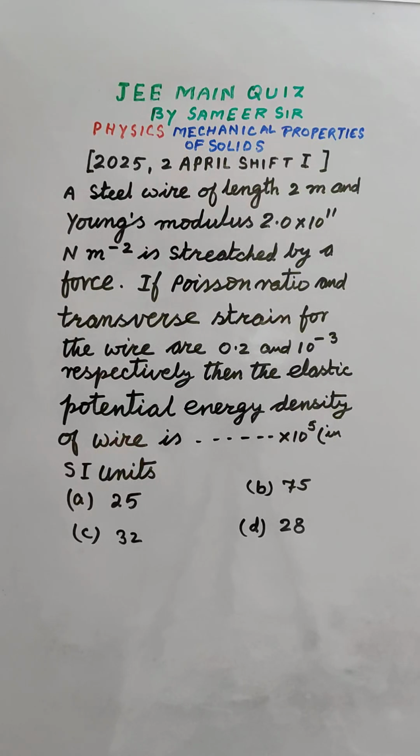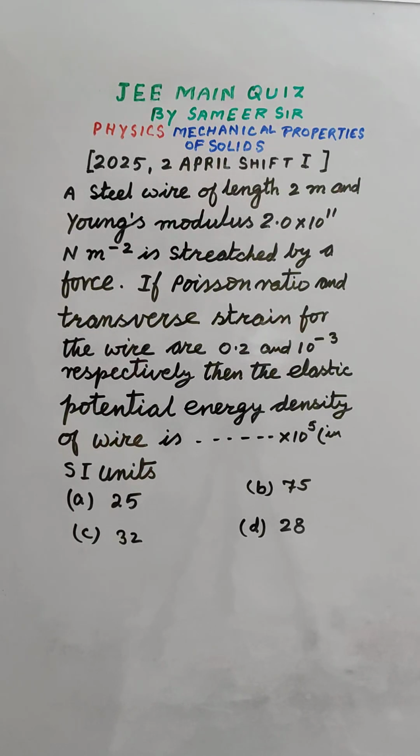If the Poisson ratio and transverse strain for the wire are 0.2 and 10^-3 respectively, then the elastic potential energy density of the wire is dash into 10^5 in SI unit. तो आपको elastic potential energy density पता करना है वायर की। तो your time start. A 25, B 75, C 32, D 28.